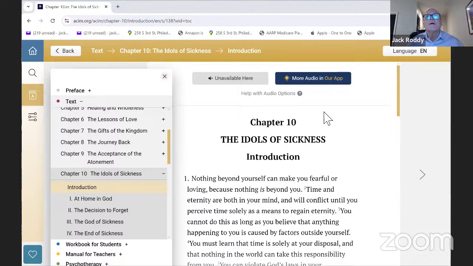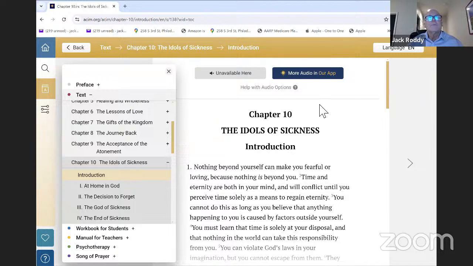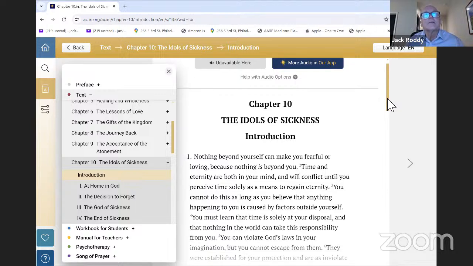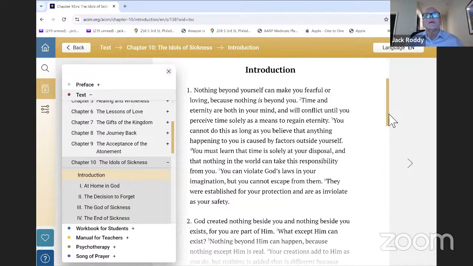Nothing beyond yourself can make you fearful or loving because nothing is beyond you. Time and eternity are both in your mind and will conflict until you perceive time solely as a means to regain eternity. You cannot do this as long as you believe that anything happening to you is caused by factors outside yourself. You must learn that time is solely at your disposal and that nothing in the world can take this responsibility from you. You can violate God's laws in your imagination, but you cannot escape from them. They were established for your protection and are as inviolate as your safety.